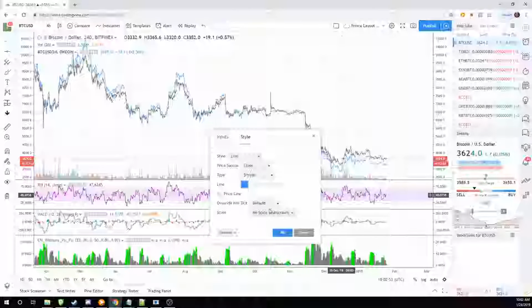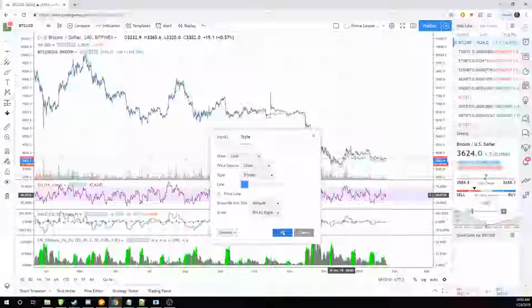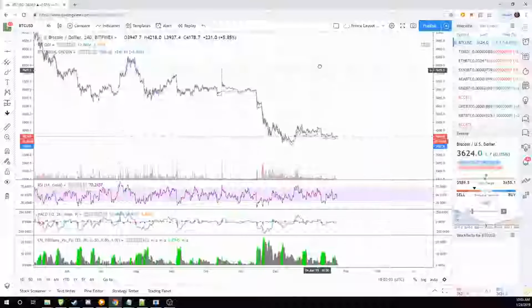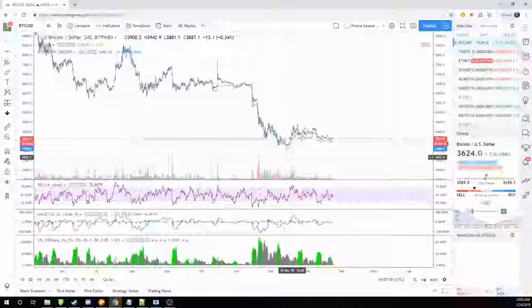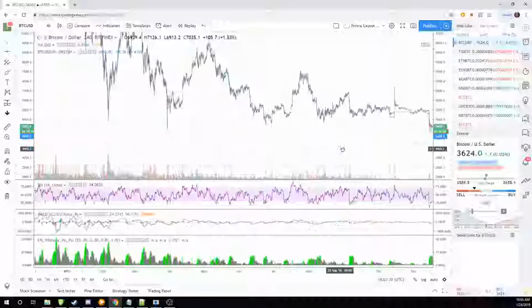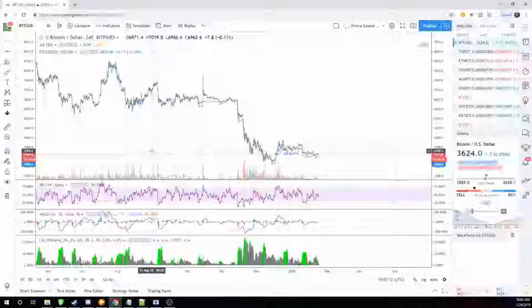But the other thing that I absolutely have to do, and this is absolutely required, is you have to come down to scale. And you have to pin the scale to the right-hand side. Otherwise, when you move the chart around and when you move your right-hand side axis, these things will not stay aligned and you will not be looking at a valid representation.